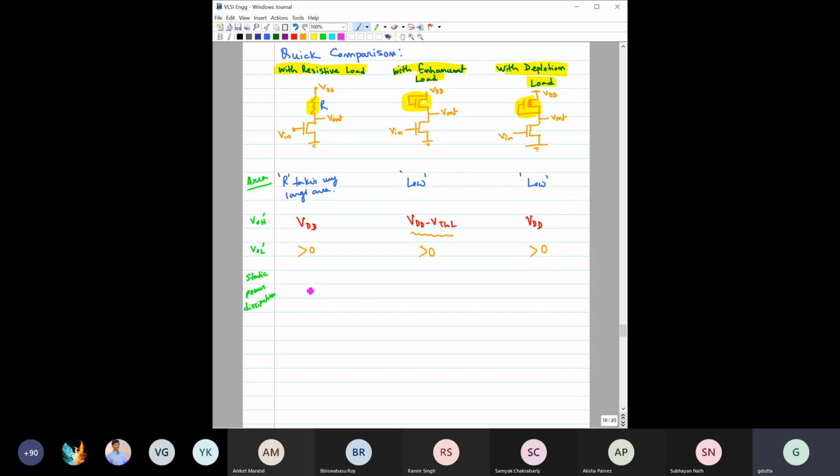Will there be any static power dissipation for this? Yes, because when you give logic 1 here, the transistor is on and there is a direct connection between VDD and ground. So yes, there is static power dissipation. What about this?